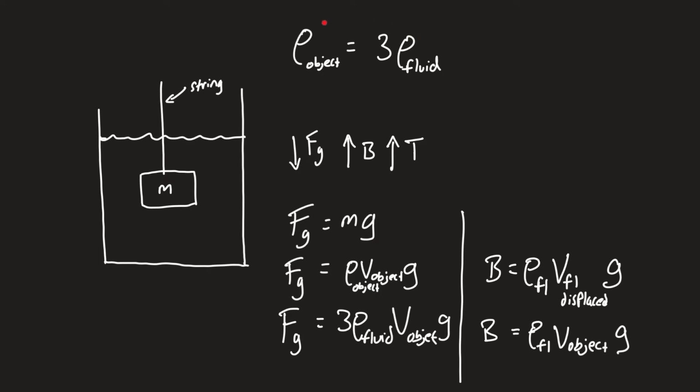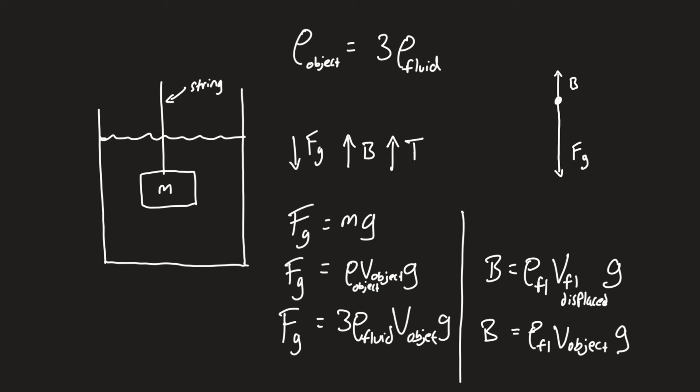All right, so I just plugged in up here. We know that the density of the object is 3 times the density of the fluid. Well, it's probably not a rock, but it's something that's more dense than the fluid. And if I plug that in, we've got now the same three terms. So density of fluid, volume of object times g, and then density of fluid, volume of object times g. So we can see that the force of gravity would need to be 3 times as large as the buoyant force.